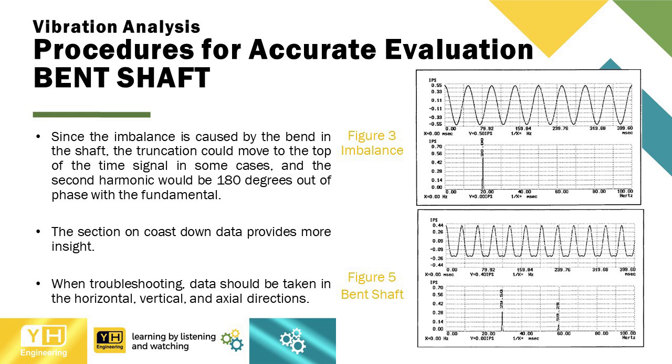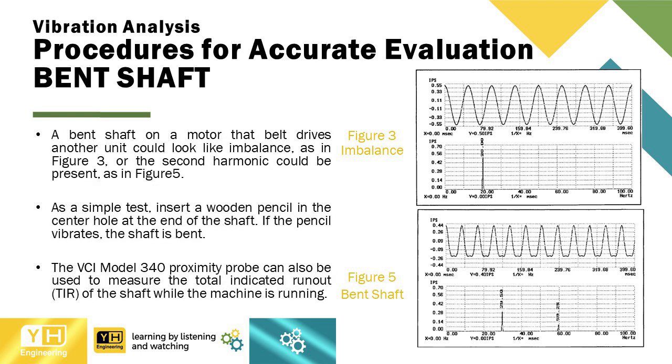When troubleshooting, data should be taken in the horizontal, vertical, and axial directions. A bent shaft on a motor that belt drives another unit could look like imbalance, as in Figure 3, or the second harmonic could be present, as in Figure 5. As a simple test, insert a wooden pencil in the center hole at the end of the shaft. If the pencil vibrates, the shaft is bent.